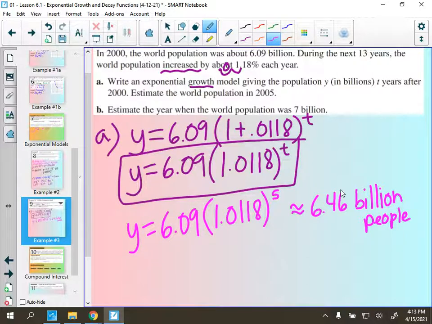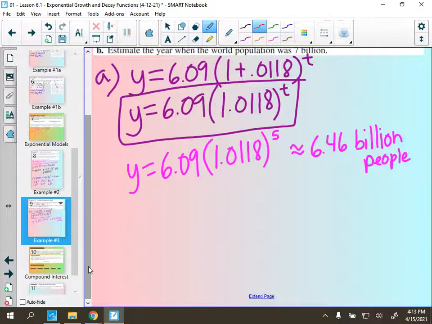All right. Part B is very similar to the last example in that it's flipping the question on us, saying, all right, you got your model there. Use it to estimate, to guess and check your way to about 7 billion. So this is maybe harder to tell. We already said 5 years. After 5 years, we're talking 6.46. So I'm not going to check 1, 2, 3, 4, or 5 again.